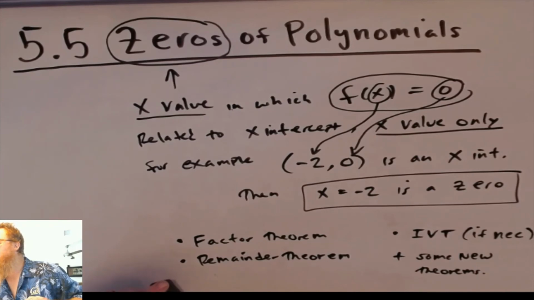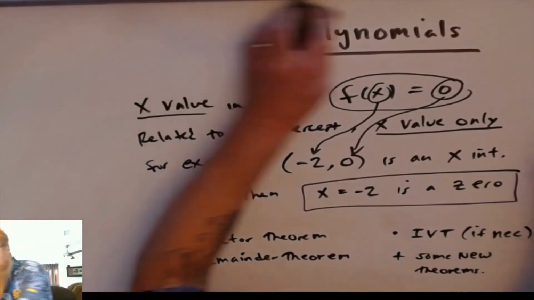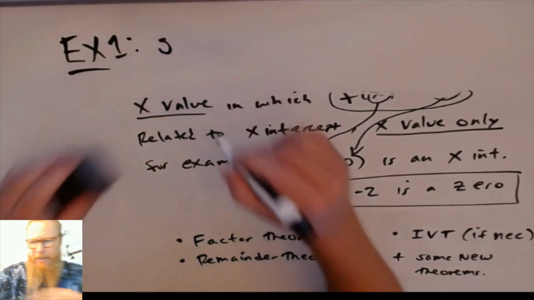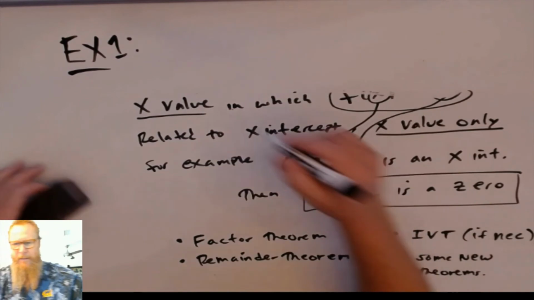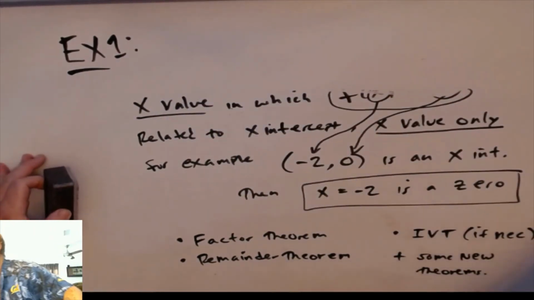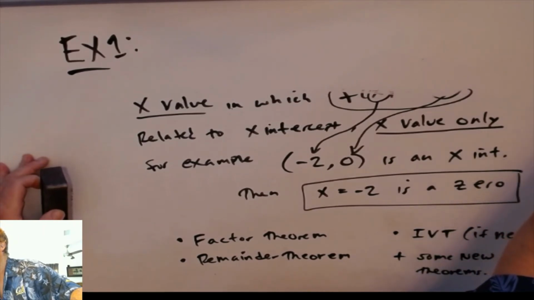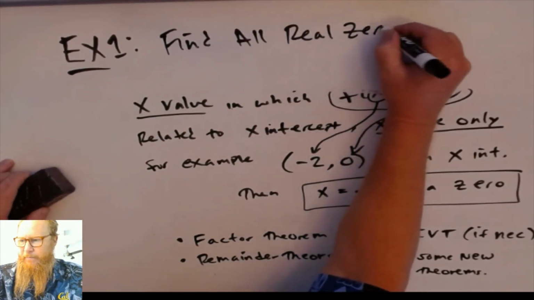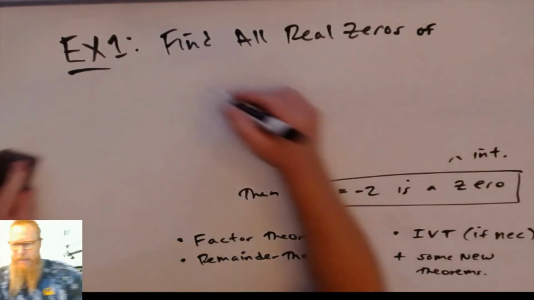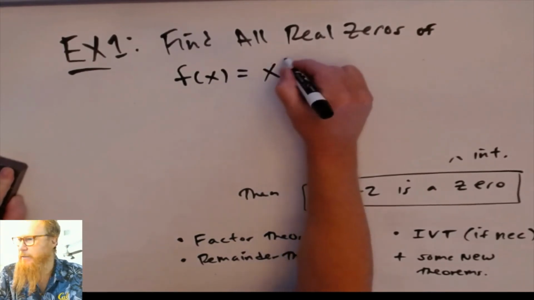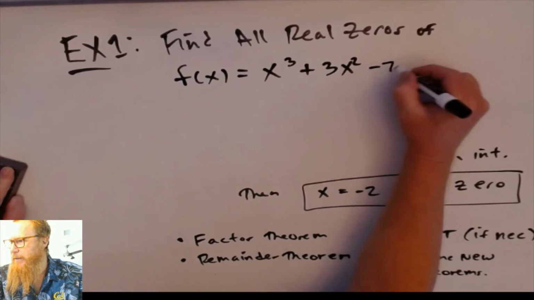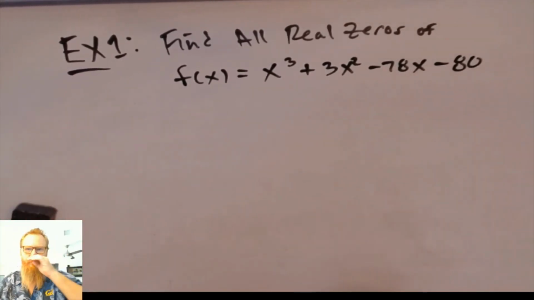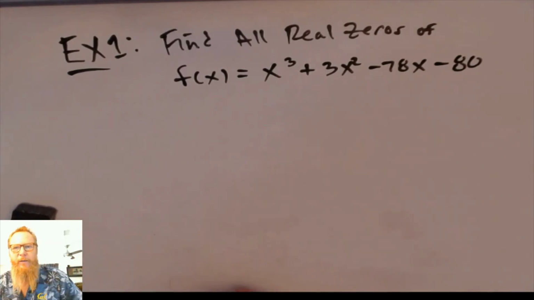Okay, so let's go ahead and start off with an example. Suppose I wanted to find all of the real zeros of the polynomial f of x equals x to the third plus 3x squared minus 78x minus 80. So let's just kind of go through what we would need to be able to do.